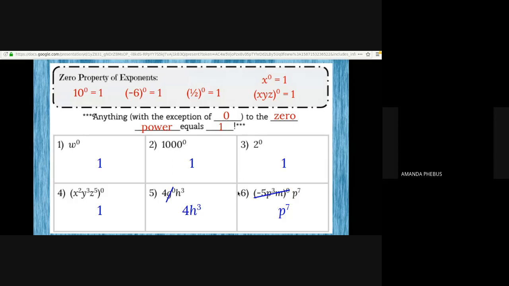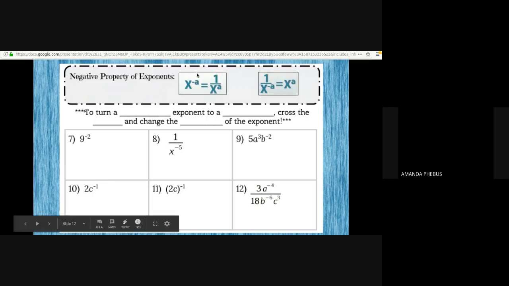All right. So let's look at negative exponents. The negative property of exponents says that if I have a negative exponent, I'm going to move it to the denominator and it's going to become a positive exponent. And if I have a negative exponent in the denominator, it's going to move up to the numerator. Here we don't have a numerator written, but when it moves, it becomes a positive exponent.